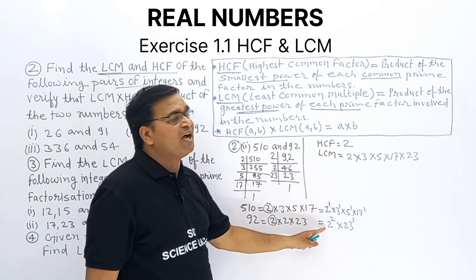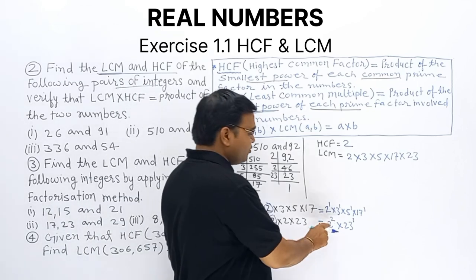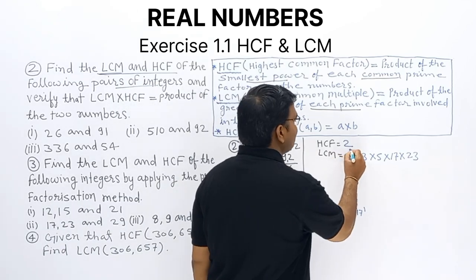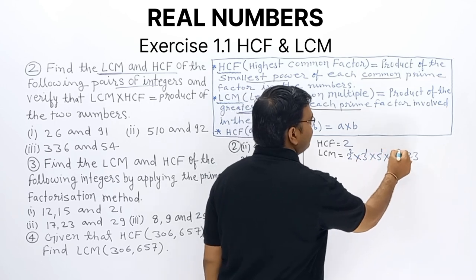2 came here, 2 came here too, but we will use the greatest power. So the greatest power is 2, so we will consider 2. And the remaining all are having 1, so we will consider 1.